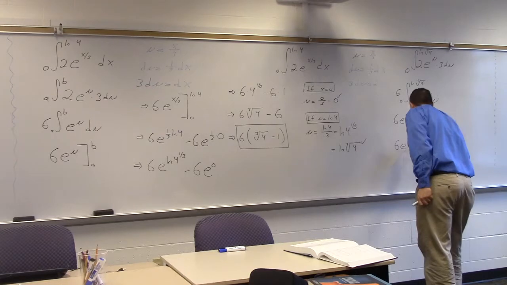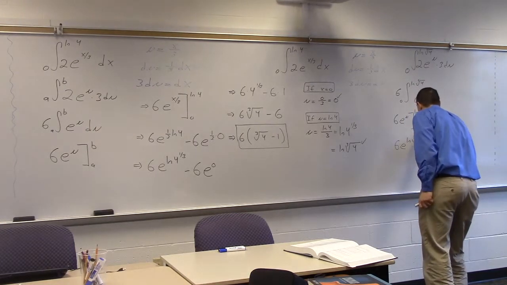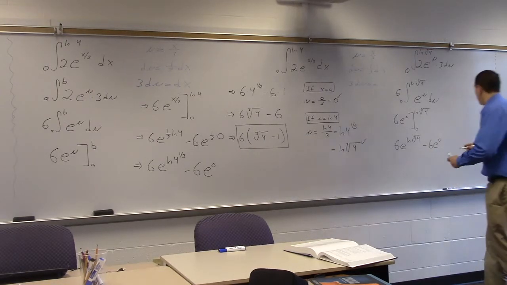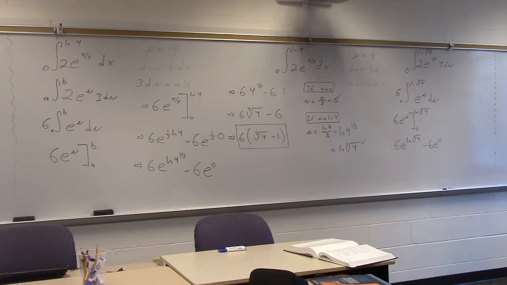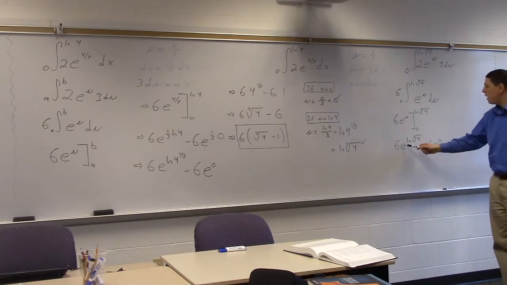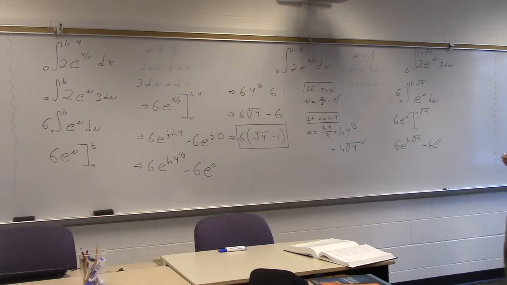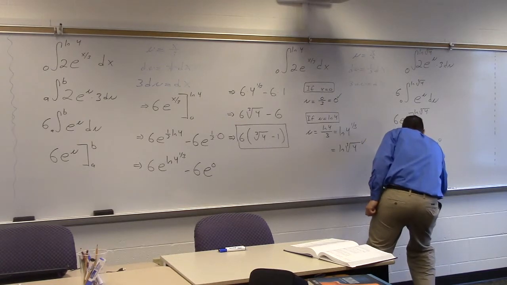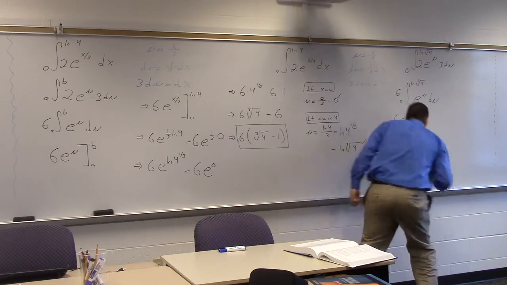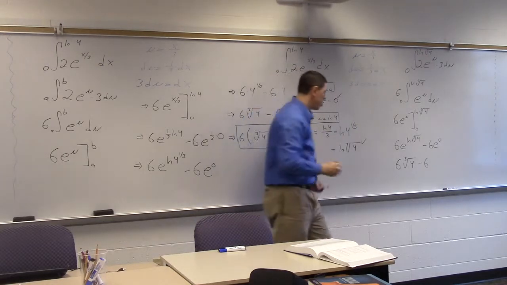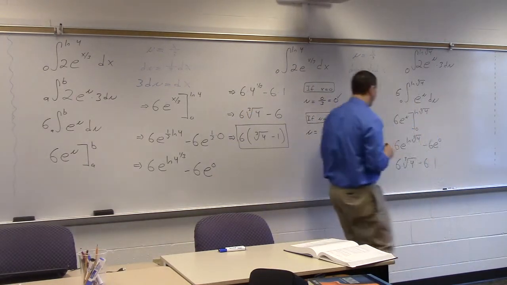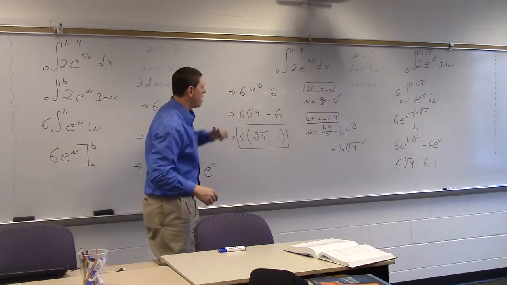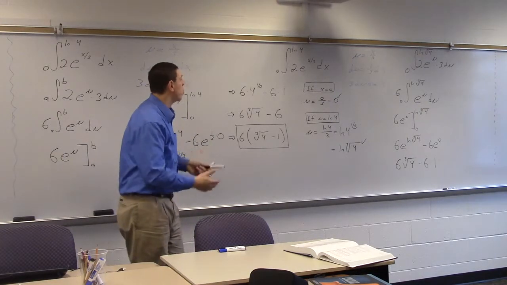We have 6e to the natural log cube root of 4 minus 6e to the 0. In the previous problem, we saw that e and ln are inverses. So what I'm left with now is just the cube root of 4. So I get 6 cube roots of 4. And we already know that e to the 0 is 1. So we get 6 times 1. Which is almost exactly what we have right here, except now we just have the cube root of 4 instead.